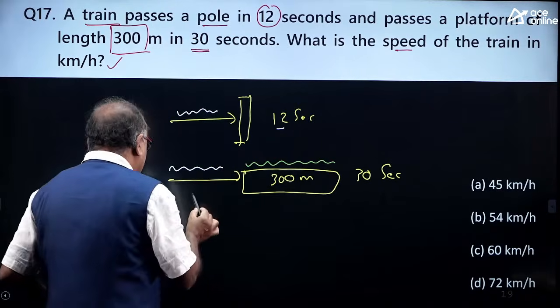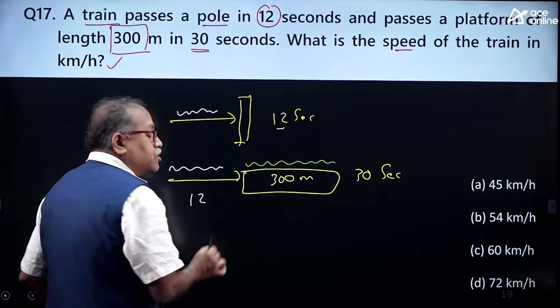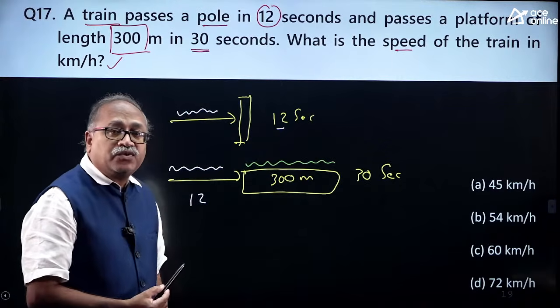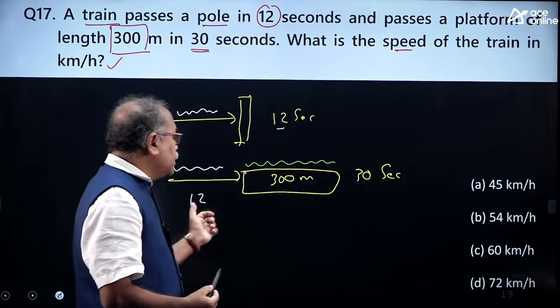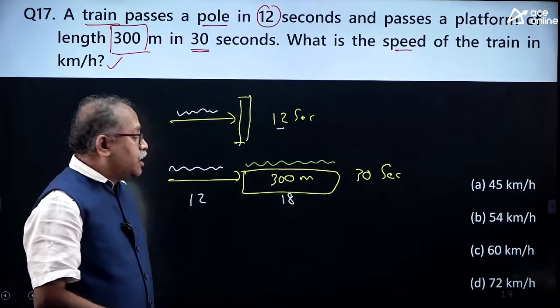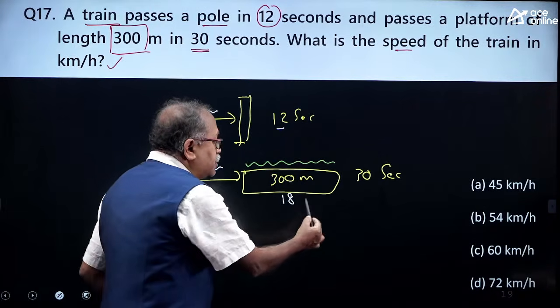So, 12 seconds to cross its own length. Total is 30, meaning crossing the platform. How much time? 30 minus 12, that comes to 18. So, I know the 300 meter distance it covers in 18 seconds.